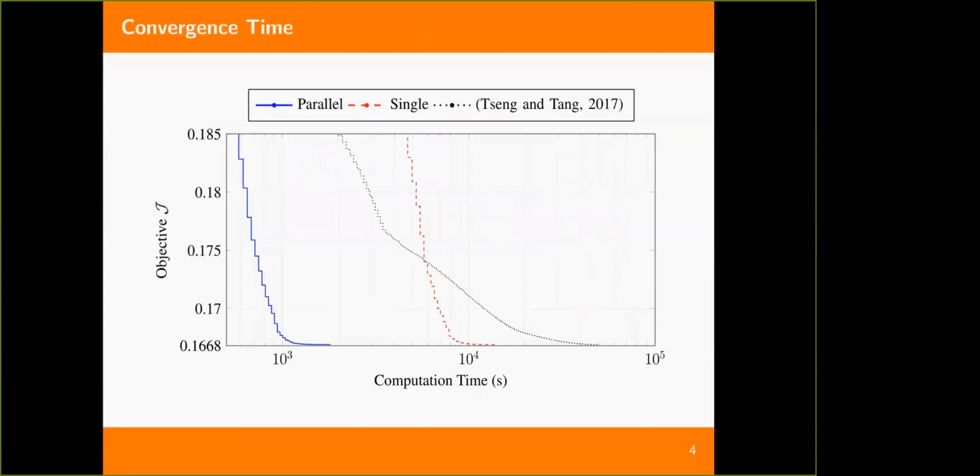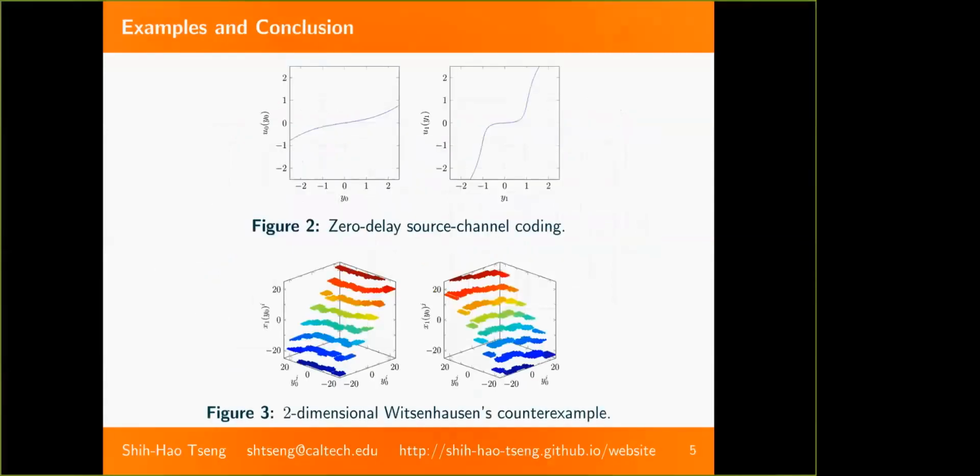Let's now see how well the resulting solver performs. We try to find the optimal controllers to the Witsenhausen's counterexample. The existing algorithm converges much slower than our solvers, which are in red and blue in this chart. We also apply the solver to other problems, such as the zero delay source channel coding and the two-dimensional Witsenhausen's counterexample. And the solver is able to find those nonlinear controllers efficiently.